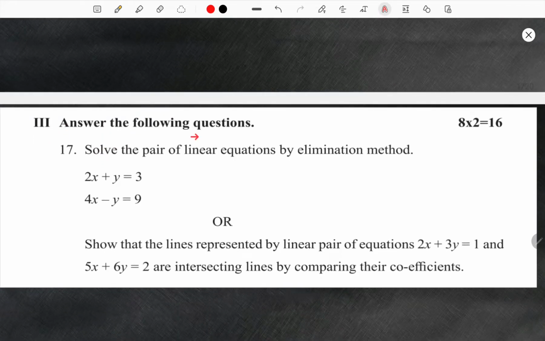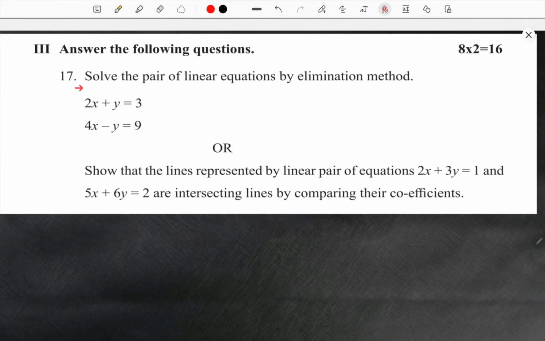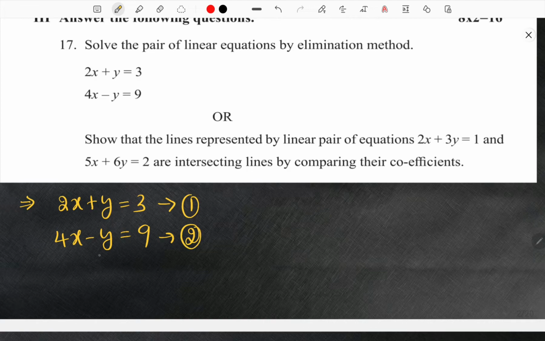Here is the third main, 8 questions each of 2 marks, so that is total 16 marks. Here is the first question. Solve the pair of linear equations by elimination method: 2x plus y equal to 3 and 4x minus y equal to 9. Two equations are there. First equation is 2x plus y is equal to 3. Second equation is 4x minus y is equal to 9. Let me call it equation number 1 and this equation number 2.